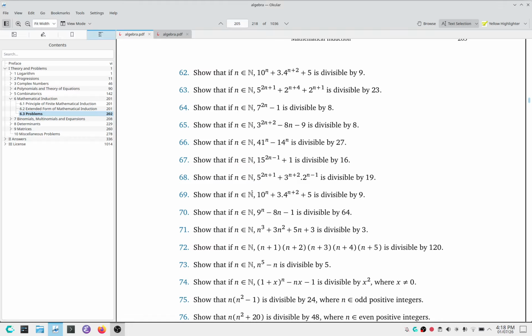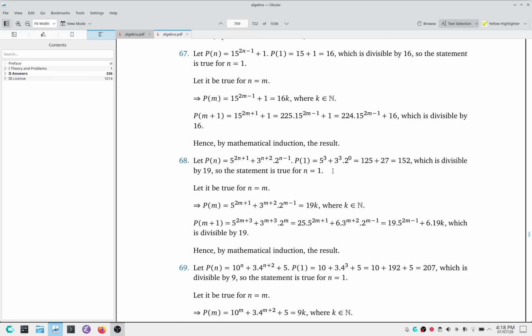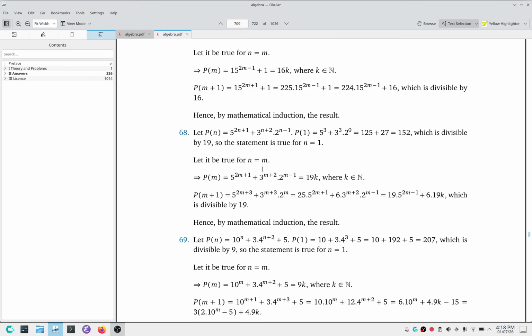Question 68, the expression is 5 raised to the power 2n plus 1, plus 3 raised to the power n plus 2 times 2 raised to the power n minus 1, should be divisible by 19. We put n equal to 1, we get 152, which is divisible by 19. We put n equal to m, we have this expression equal to 19k. That is what we assume.